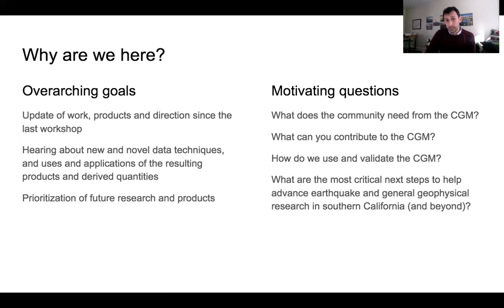And we'll be talking a lot about how all of that can be rolled into prioritization of future research and products. Some of the underlying motivating questions are, what does the community need from the community geodetic model? What can you contribute? How do we use and validate the CGM? And what are the most critical next steps to help advance earthquake and general geophysical research in Southern California and beyond as we head towards the end of SCEC 5?